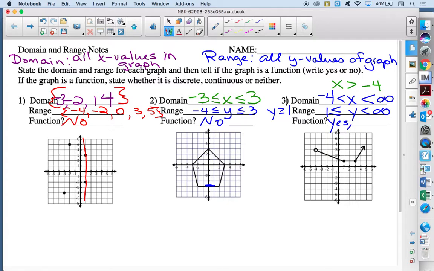It doesn't have a hole in the graph. If there was another open circle at one of those points, then it would not be continuous. An open circle means that that point isn't there, it doesn't exist. But if there isn't, when I'm starting on the left, I can just continue the graph. So this would be continuous. Graph 1, if it was a function, would be discrete. Discrete are just the points, the scatter plots. That's discrete. If it's not discrete and it's not continuous, then you would say it's neither.